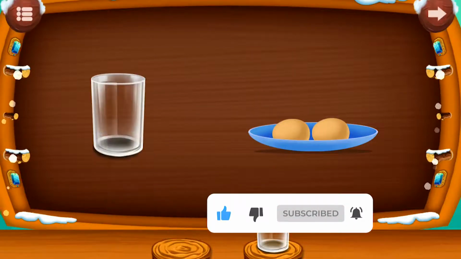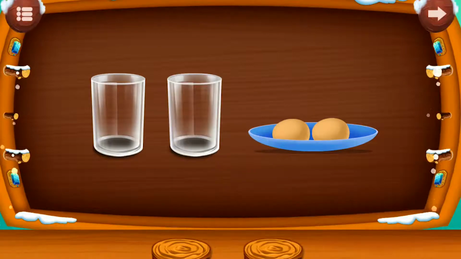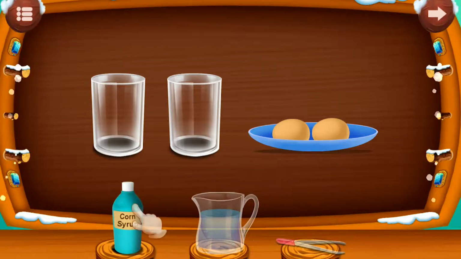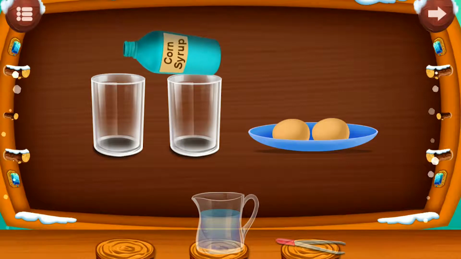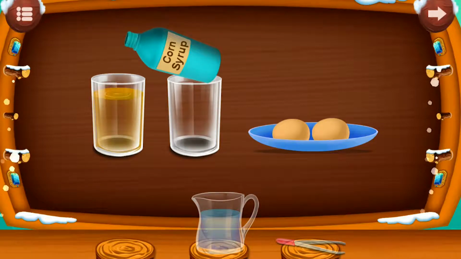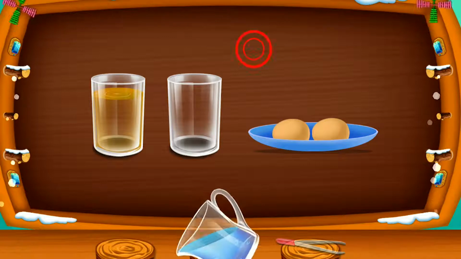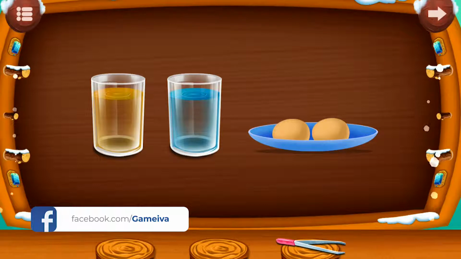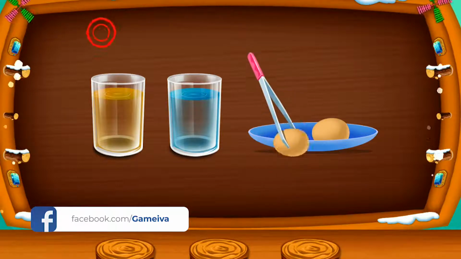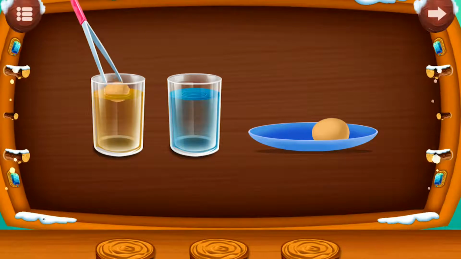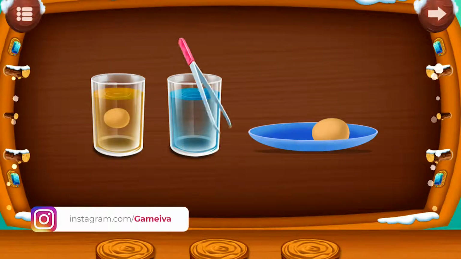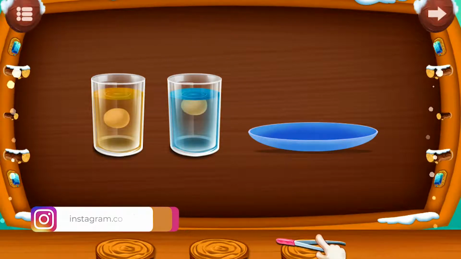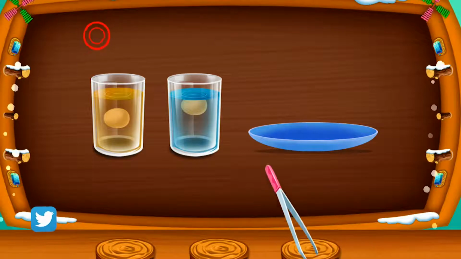Take 2 glasses. Fill 1 glass with corn syrup. Fill another glass with water. With the help of tweezer, keep the eggs back. Now, take out the eggs with the help of tweezer into dish.